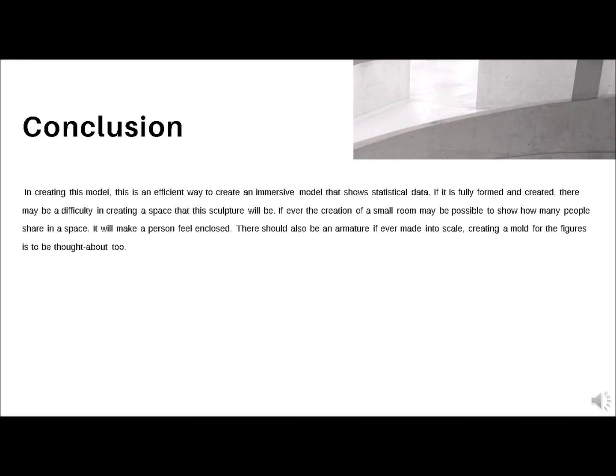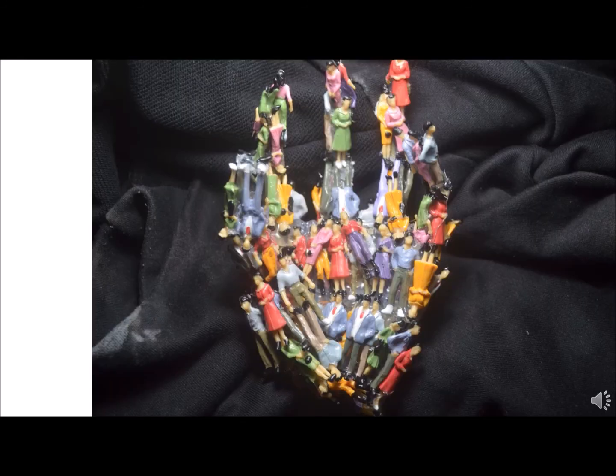Conclusion. In creating this model, this is an efficient way to create an immersive model that shows statistical data. If it is fully formed and created, there may be a difficulty in creating a space that this sculpture will be set in. If ever the creation of a small room may be possible to show how many people share in a space, it will make a person feel enclosed and claustrophobic. There should also be an armature if made into scale and to create molds of figurines.